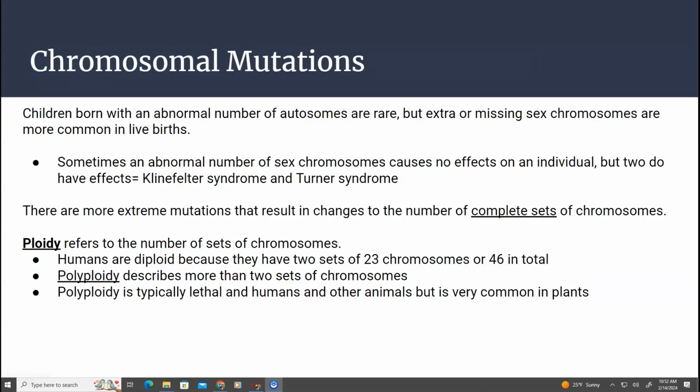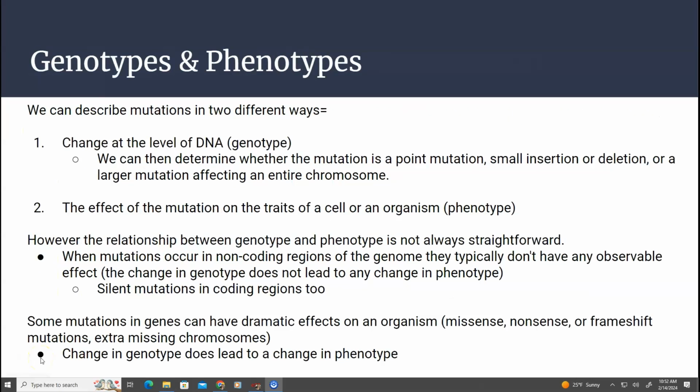We can describe mutations in two different ways, depending on genotypes and phenotypes. A change at the level of DNA, we would obviously call a genotype, and the effect of the mutation on the traits of a cell or an organism would be the phenotype.